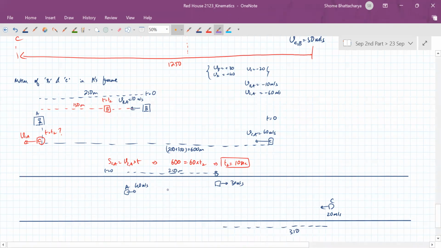So by the time A has reached somewhere here, 10 seconds. So A has reached somewhere here. B has reached somewhere here. C is crossing A. So this is what is happening at t equal to 10 seconds. You can see that at this point of time, B is 150 meters ahead of A.